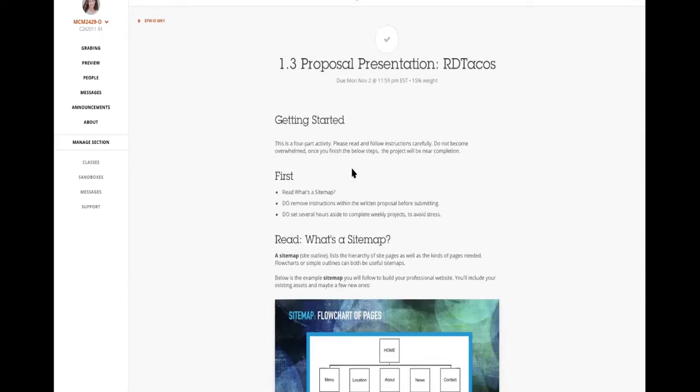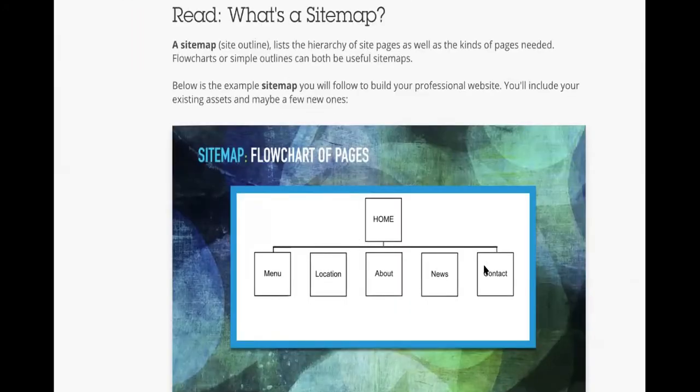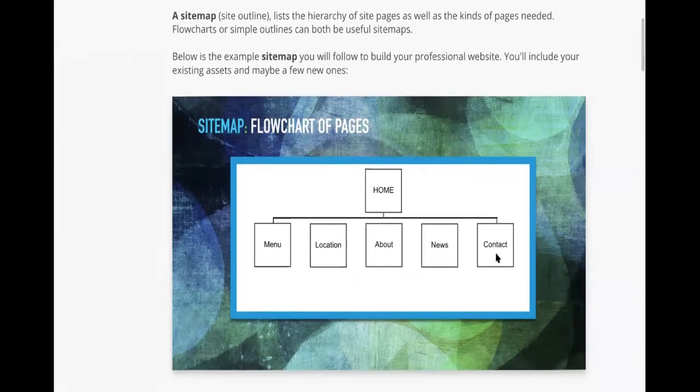Let's look at the Real Deal Taco. This is what your sitemap's going to look like. You're going to have a menu, a location, about, a news, and the contact always goes last as a web standard because that's where people are accustomed to finding it. And we want to make it a pleasant experience for everyone. We don't want them to look for things. We want to name things in ways that are very clear.